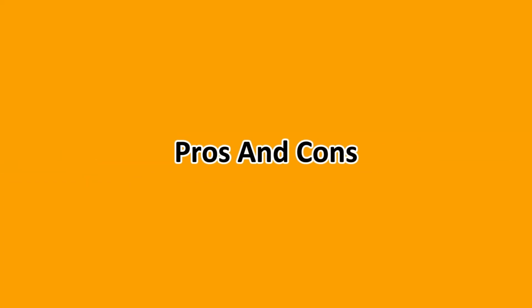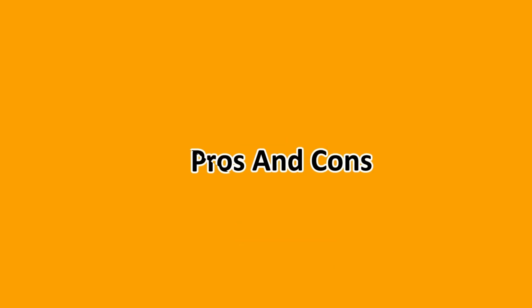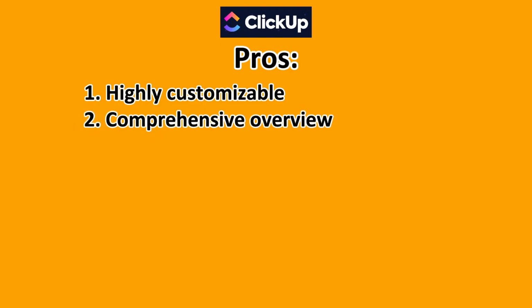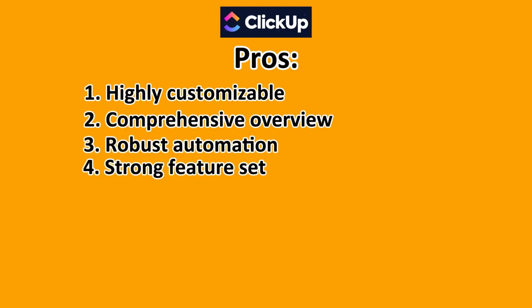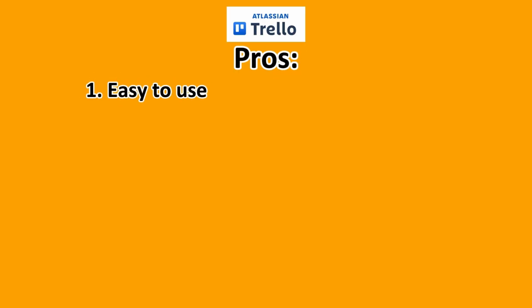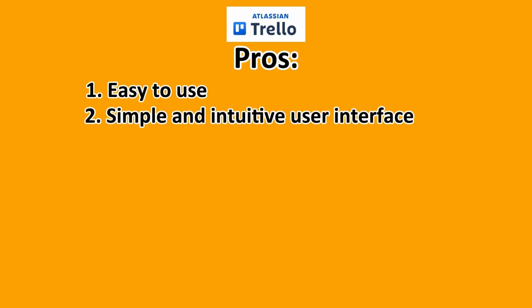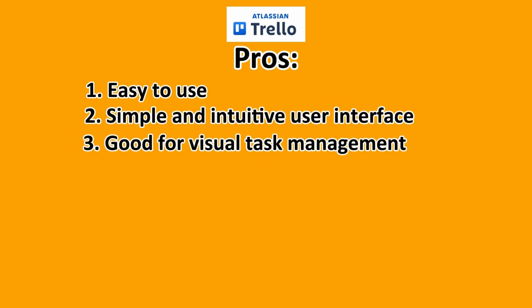And as with any software, we'd like to mention the pros and the cons. And starting with the pros, ClickUp is highly customizable, has wide range of views, robust automation, and a strong feature set. Trello, on the other hand, is easy to use, especially for Kanban-style workflows. It also has a simple and intuitive user interface, and it's good for visual task management.